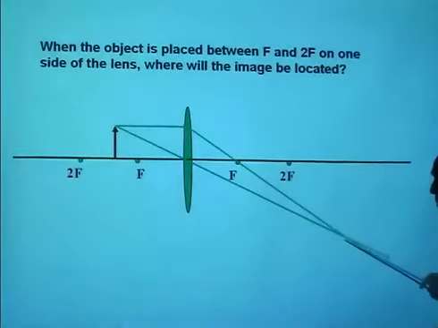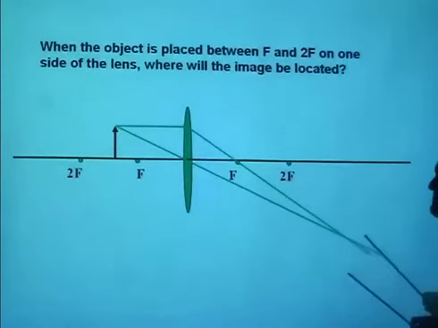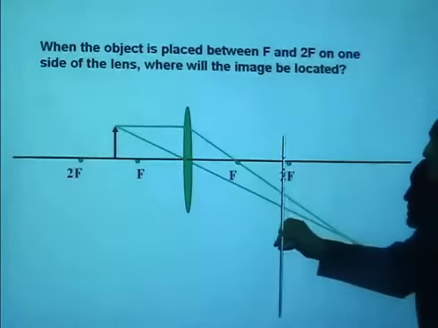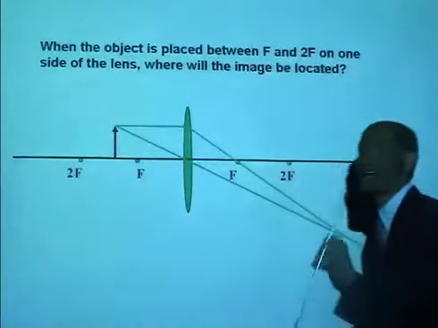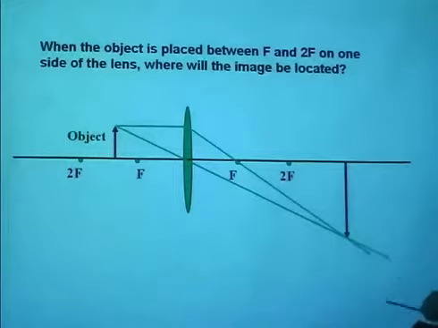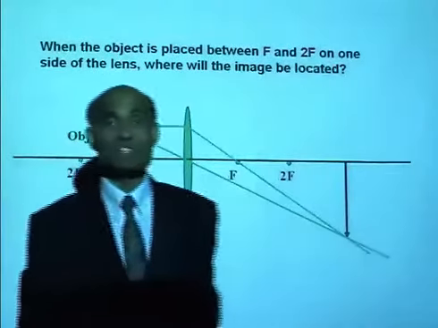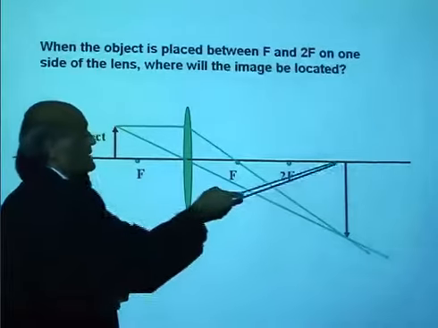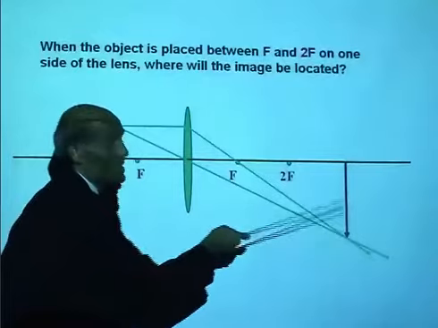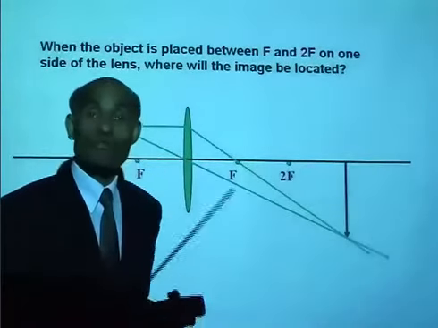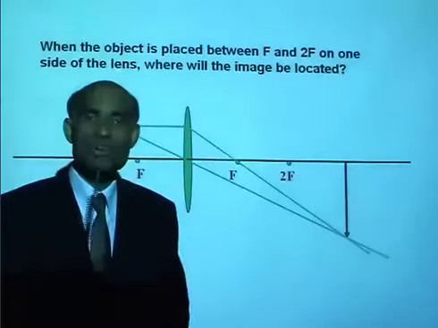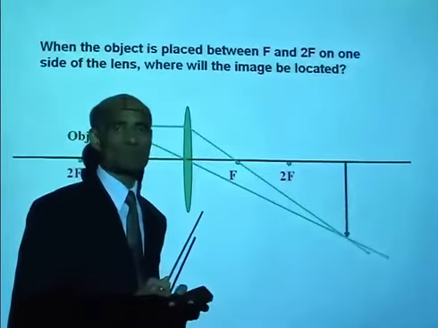Now look where they are meeting. Where is the image formed? The image is formed way off 2f. It is beyond 2f on the other side of the lens. So if that is the object, then this is the image. Tell me some of the characteristics of this image. You can see the image is much bigger than the object. It is obviously upside down. Is it real or virtual? It is real because it is formed by the actual intersection of the light rays.